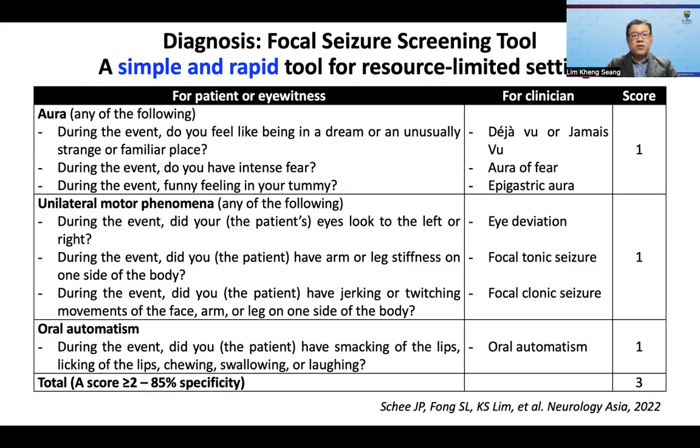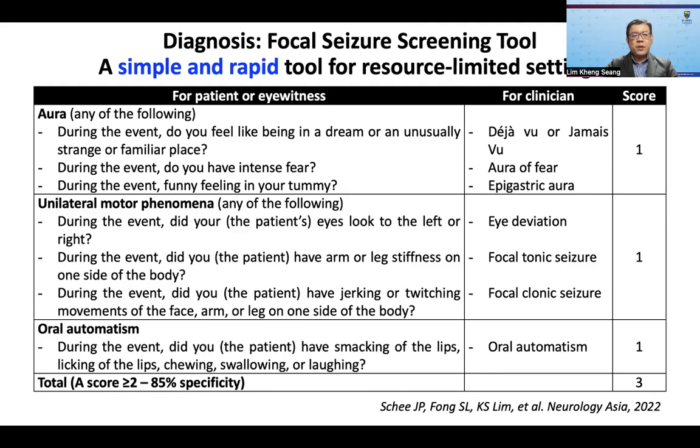Secondly, on unilateral motor phenomena, some of the patients may answer yes, but instead they are having a bilateral tonic-clonic seizure. We need to confirm because patients may not be aware or may miss the statement asking that this is about one side of the body. So if the patient is having bilateral tonic or clonic seizures and has ticked one, then we should correct the score.